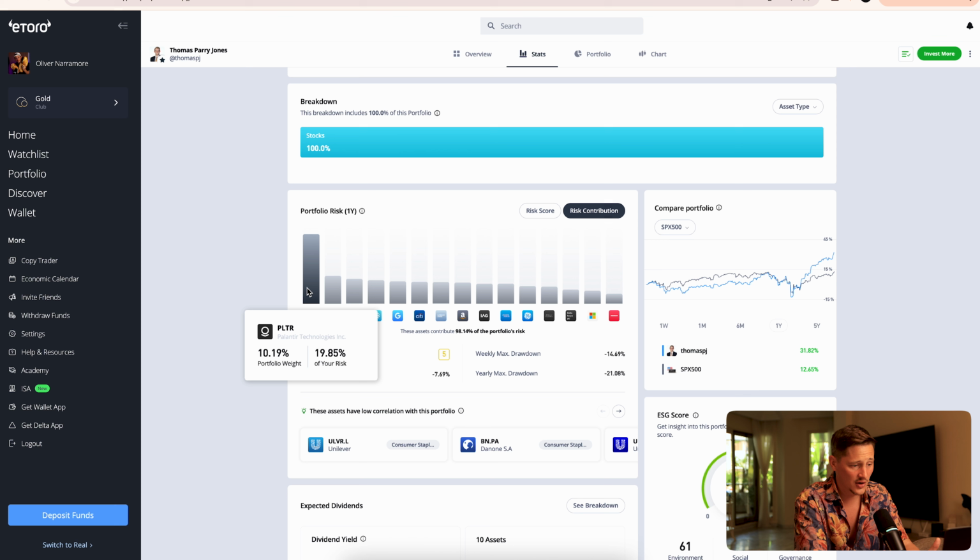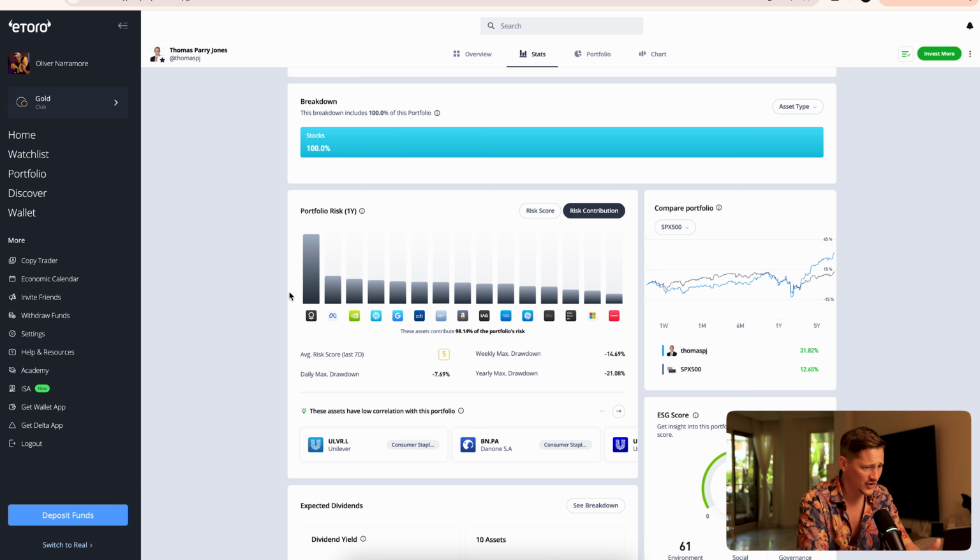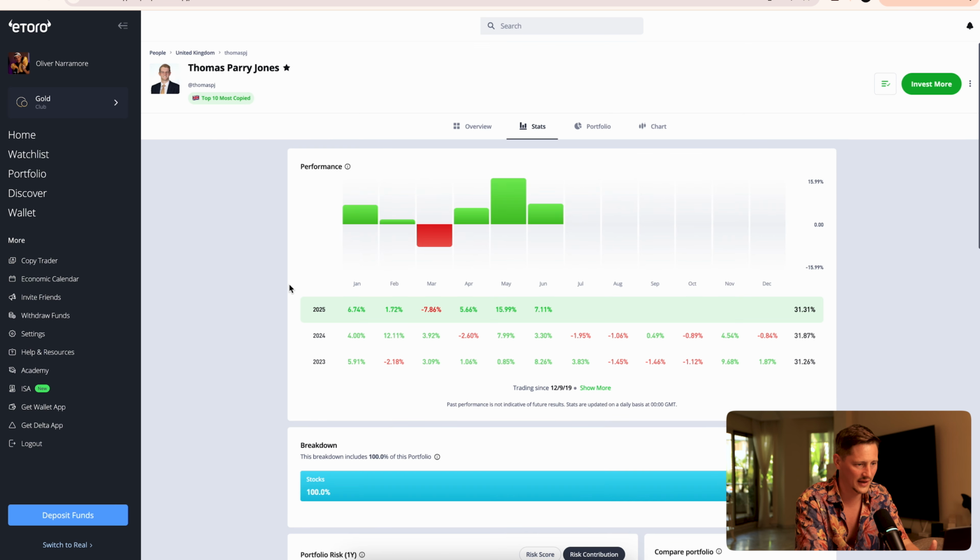So Palantir right now is 10% of his portfolio weight. He is going long and hard on Palantir, but they are doing some really good things in the market. So I do trust that they're going to do quite well. But there are some videos that some of these popular investors release about their strategy and what they do as well. So by all means, have a look into that, okay?